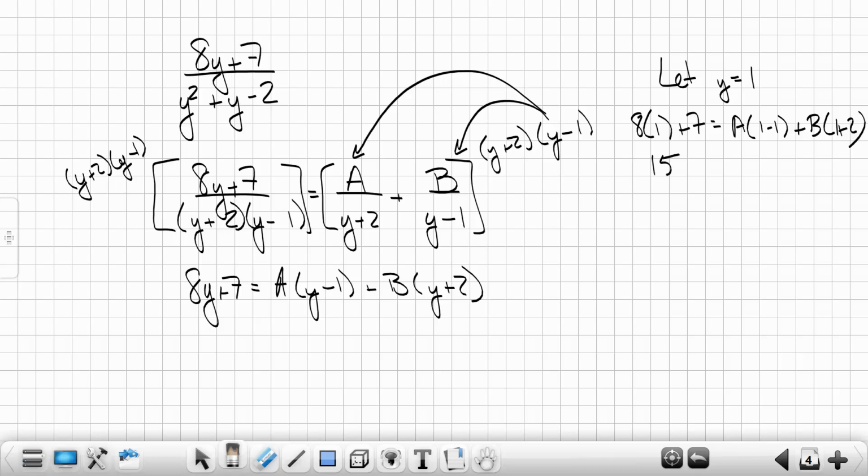15 equals a times 0 is 0, and we have 3b. So b is 5. Then we're going to do the same thing to find a in a second. Y equals 1 to cancel out the a. And now I'm going to do y equals what? y equals -2. But we're going to stop for now before we try that out. Yeah, we'll pick that up tomorrow because there's still even more to this lesson. It's a big one.